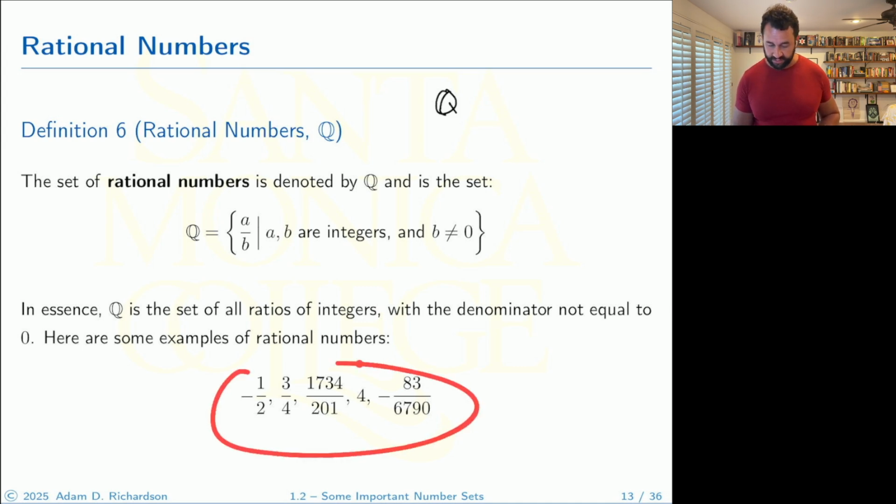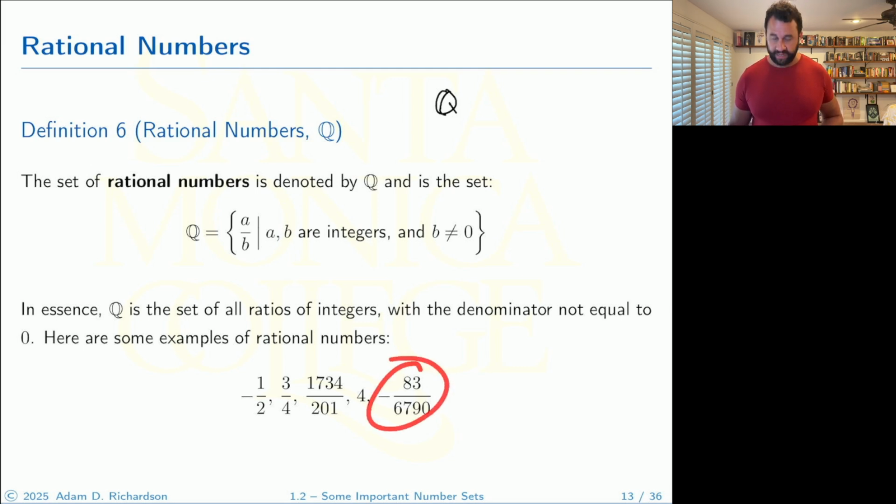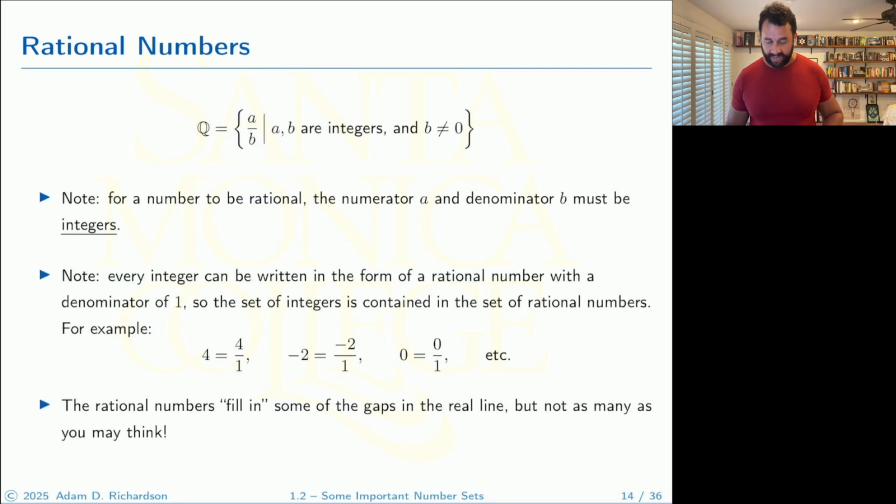So here are some examples. These are all rational numbers: negative one half, three fourths, 1,734 over 201. Four can be written as a rational number, as we're going to see in a moment. You just divide it by one and you've got a rational number. Here's one, negative 83 over 6,790. These are what rational numbers look like, and they could be messier than that, but that's a good start. I already mentioned this, but for a number to be rational, the numerator and the denominator both need to be integers.